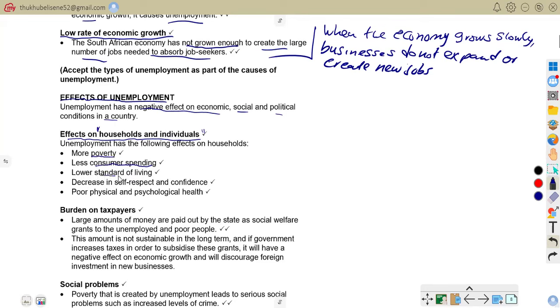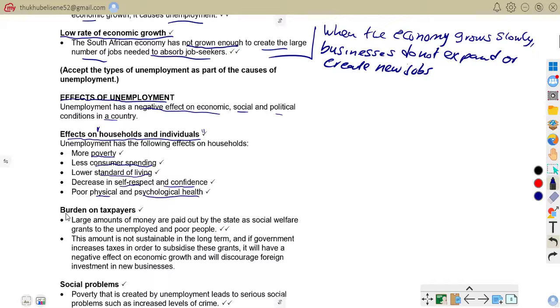Lower standard of living. The standard of living is going to be very low because now there is no income. Decrease in self-respect and confidence. Poor physical and psychological health. So that is that.